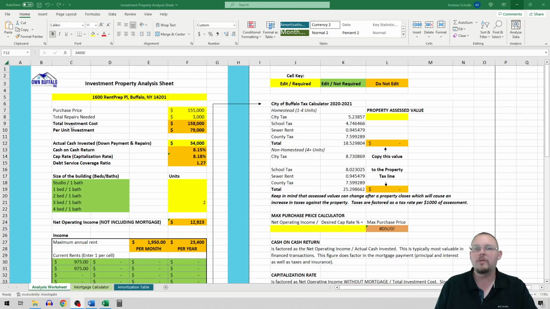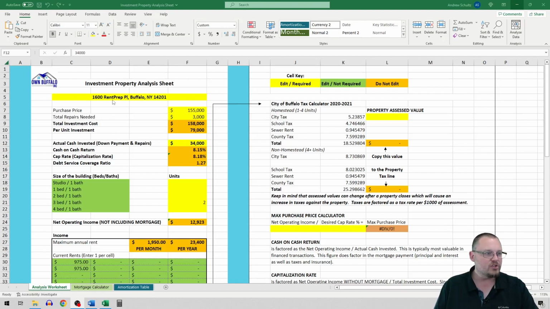Now, the nice thing is I built this out to be able to quickly analyze investment properties, and it already has all of the formulas that we're talking about today built into it. So if you're doing a lot of deal analysis or you're in an active buying mode right now, this is a good spreadsheet to have available to you.